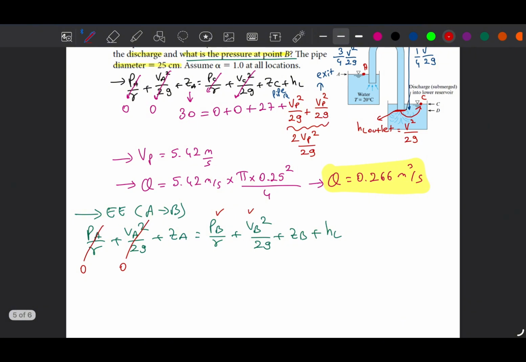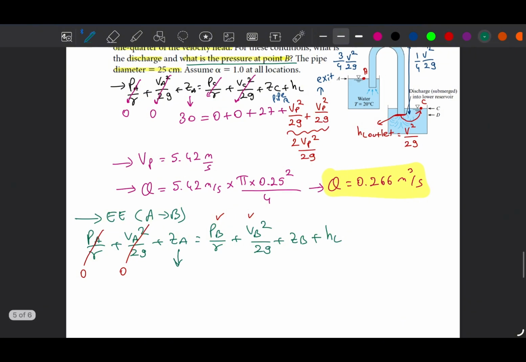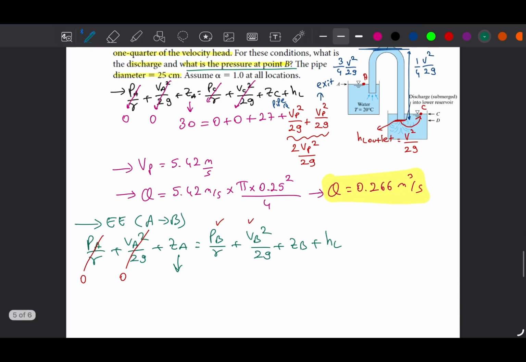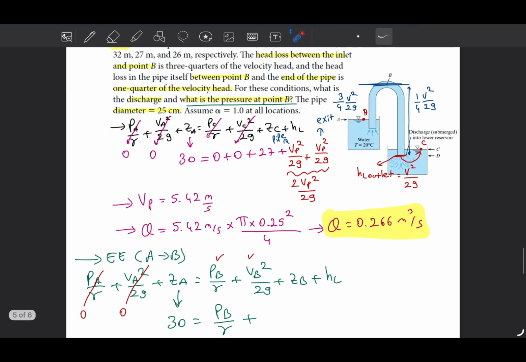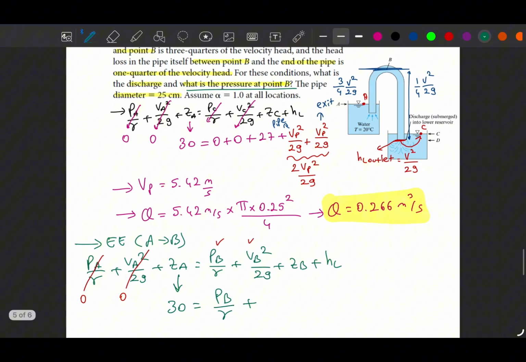And the elevation of A is actually 30 meters. This is equal to PB over gamma plus the velocity head at B. So again, since we already calculated the velocity within the pipe as Vp, it will be the same at this point as well. So let me write 5.42 squared over 2g.